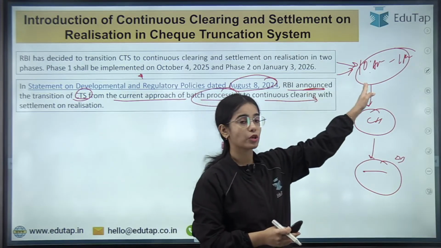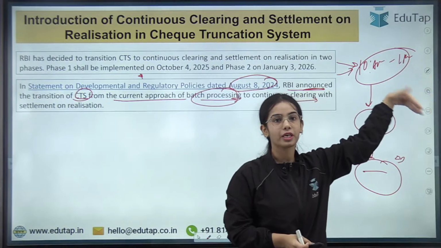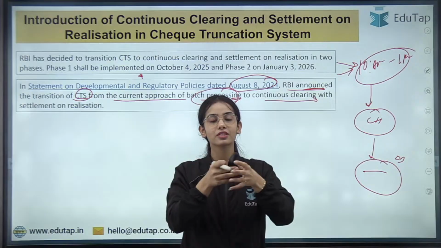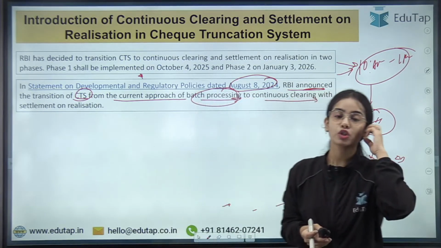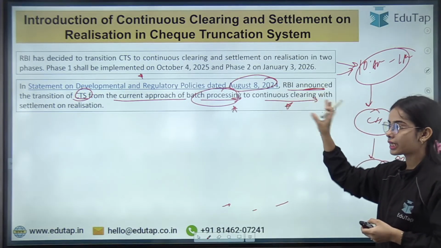So even if you are depositing your check at 10 AM, or at 1 PM or 2 PM, they come in a single batch. All those checks were accumulated and sent in the batch system. So rather than having batch processing, it is now said that we will have continuous clearing.